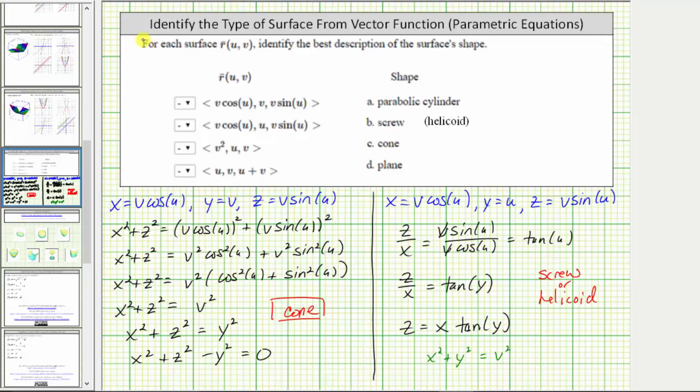So looking at our work so far, we know the first vector function, so we select C here. We know the second vector function is a screw or helicoid, which is B. And now let's look at the last two vector functions.